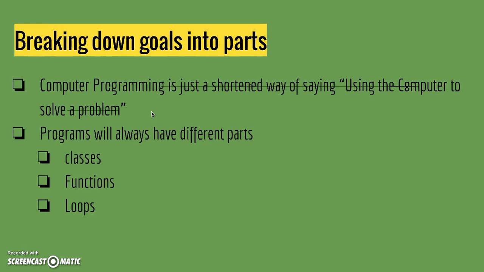Breaking the goals down into parts. For starters, programming is essentially using the computer to solve a problem, and programs will always have different parts. On the outside you see your application name, and when you dive deeper into the application, you see all the functions, classes, loops, and all those have different code inside of them, and it gets messy.